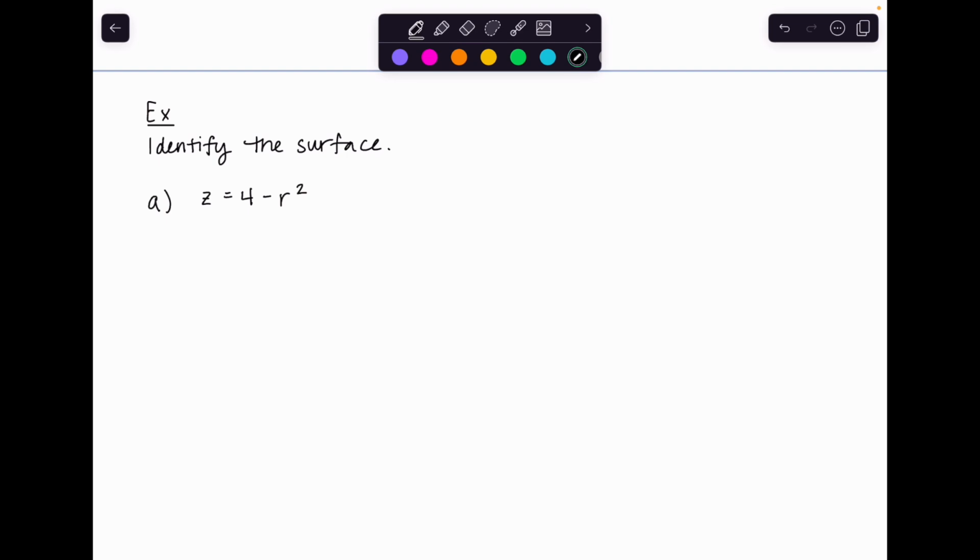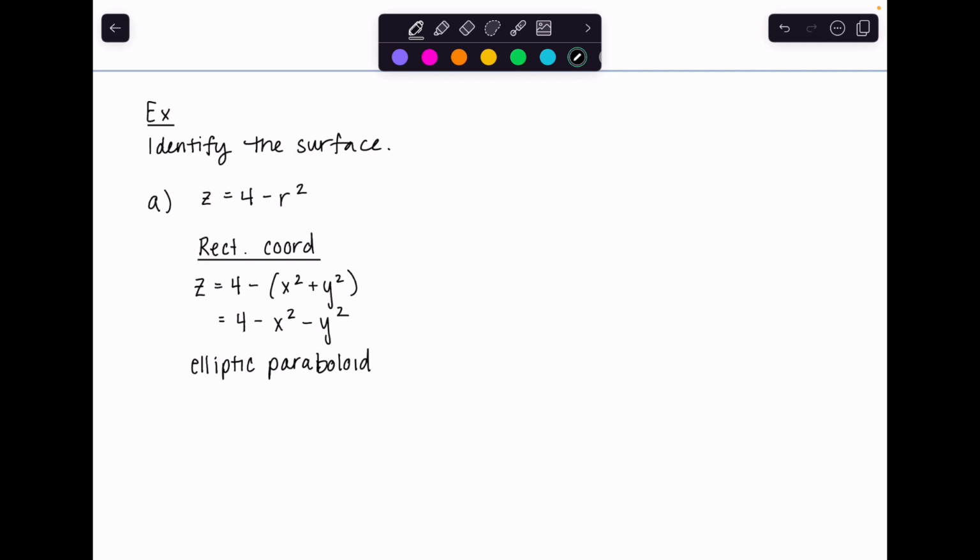So z equals 4 minus r squared. I want to get this in rectangular coordinates so I can actually graph it. In that case, I know what r squared is, so we replace r squared by x squared plus y squared, and that minus sign just distributes out to everything. If you remember what kind of shape this is, it's an elliptic paraboloid. Totally okay if you don't remember that name.